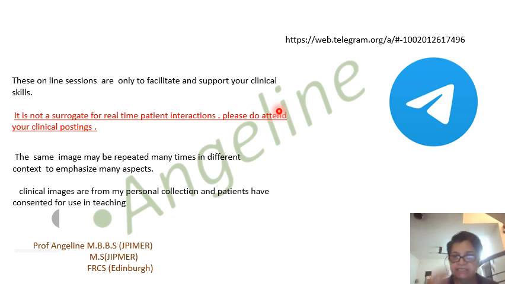So these online sessions are only to facilitate and support your clinical skills. It is not a surrogate for real-time patient encounter. And the same image may be repeated many times, and patients have given consent for their images to be used.